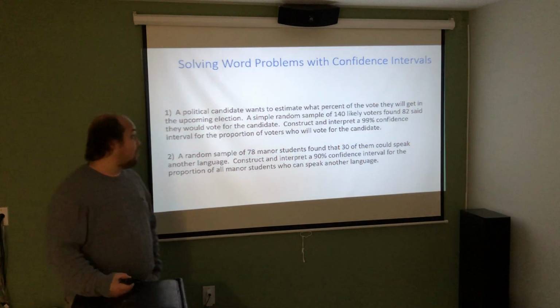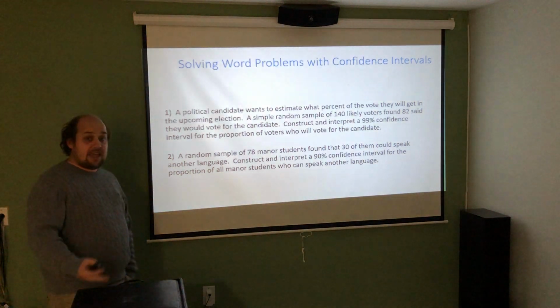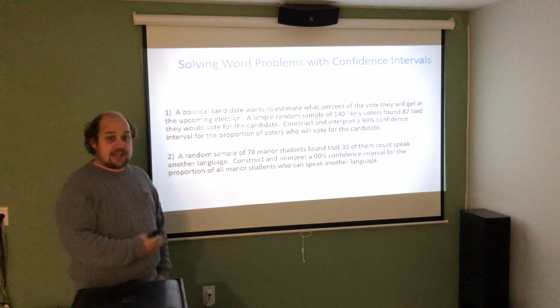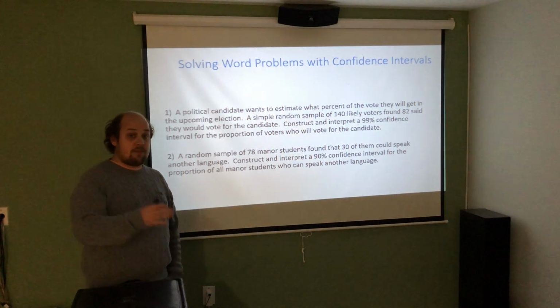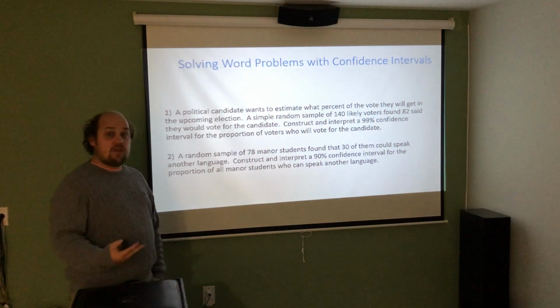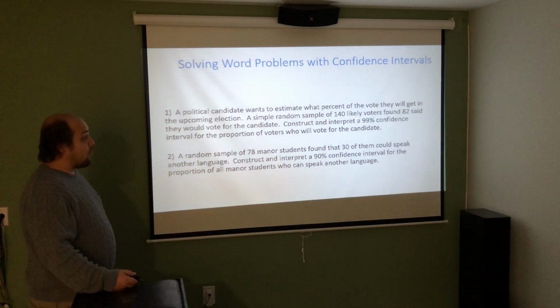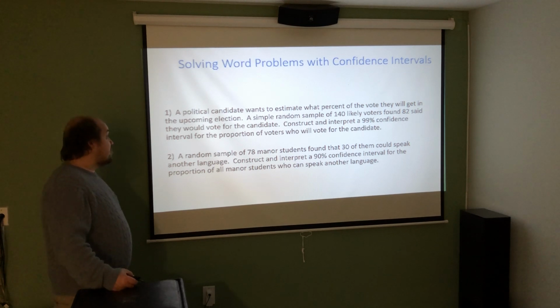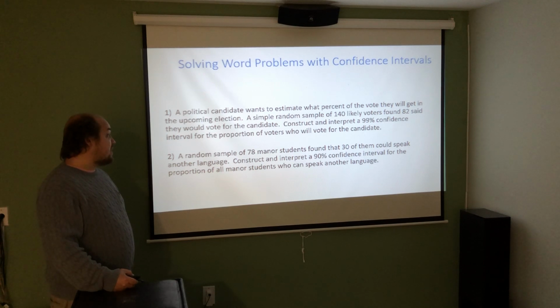We're now going to try a couple word problems involving these percentage confidence intervals. Again, the key thing to do is to pull out the information as it was presented on the previous slide examples so that you can translate from word problem into math problem, then you follow the same mathematical principles. So in number 1, a political candidate wants to estimate what percent of the vote they will get in the upcoming election. A simple random sample of 140 likely voters found 82 said they would vote for the candidate. Construct and interpret a 99% confidence interval for the proportion of voters who will vote for the candidate.